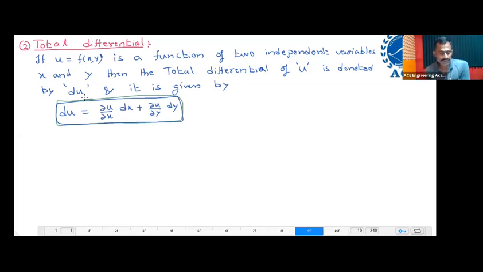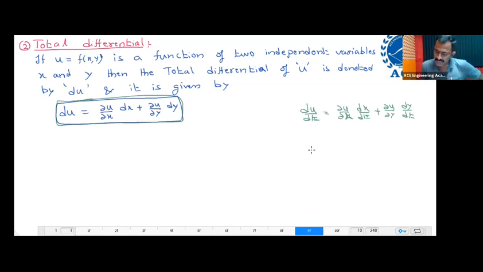It is similar to the total derivative. The total derivative is like this: du by dt equals dou u by dou x into dx by dt plus dou u by dou y into dy by dt. This is a total derivative. This is a total differential. Then what is the difference between these two? One is total derivative, the other one is total differential. That is derivative versus differential. That is the only difference.